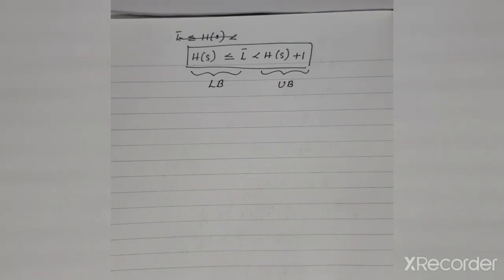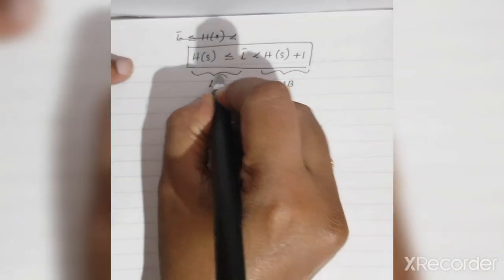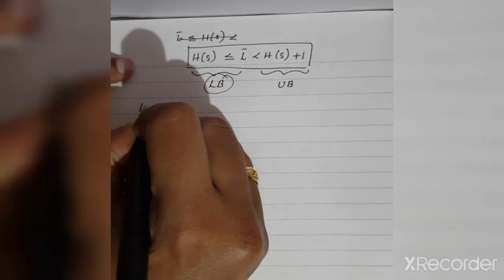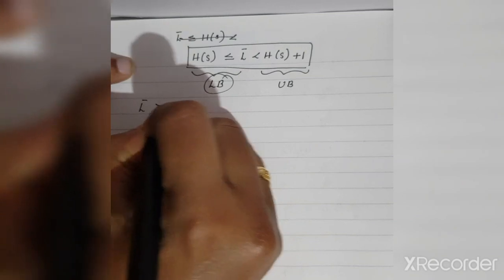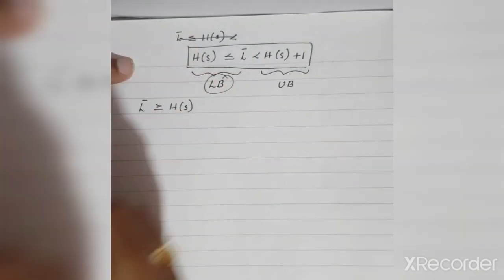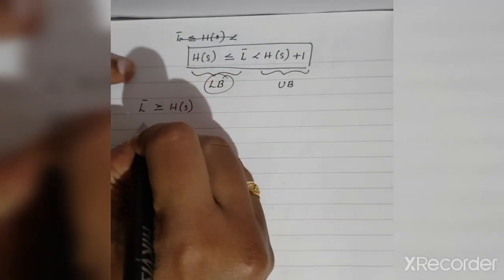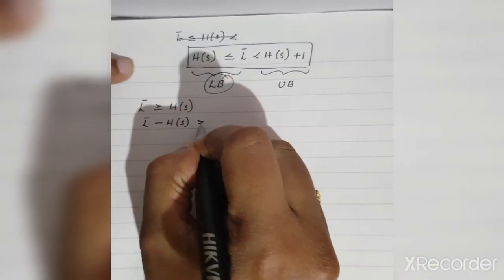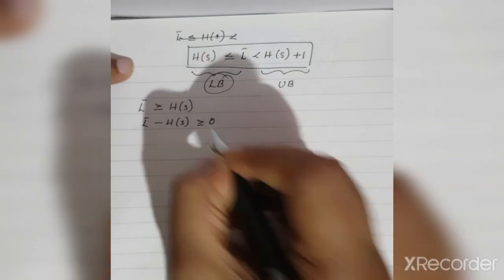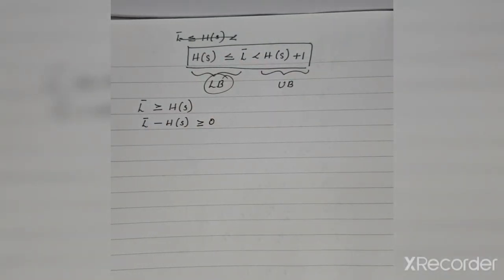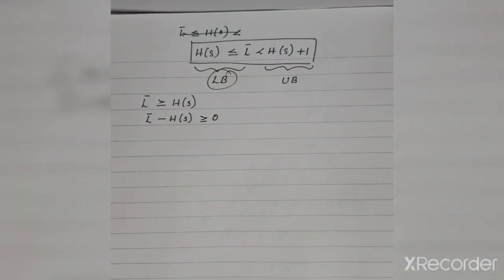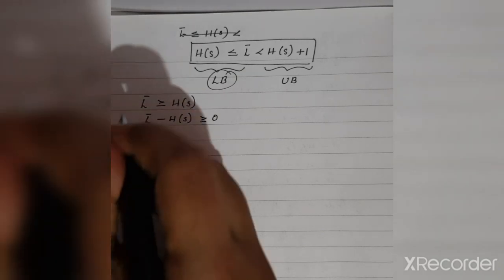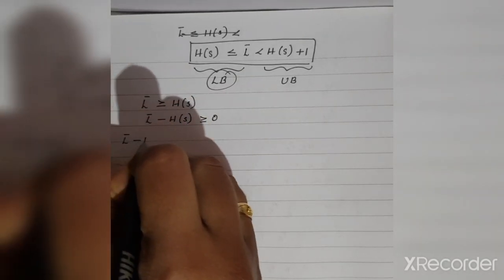What we have to prove for the lower bound is that L bar is greater than or equal to H of S. Or in another way we can write L bar minus H of S should be greater than or equal to 0. Either way. So let's start with the proof. Now let me take L bar minus H of S.